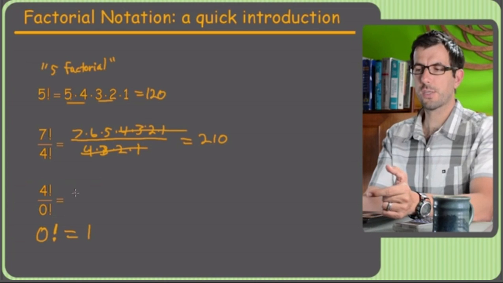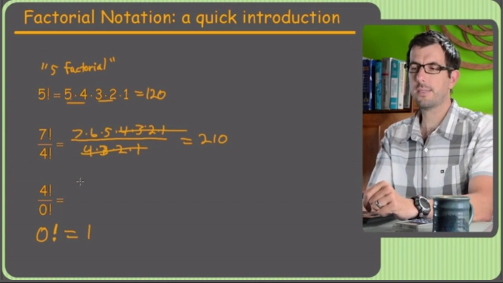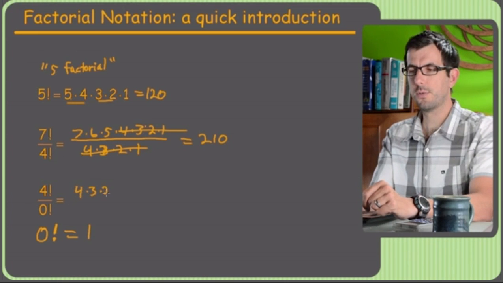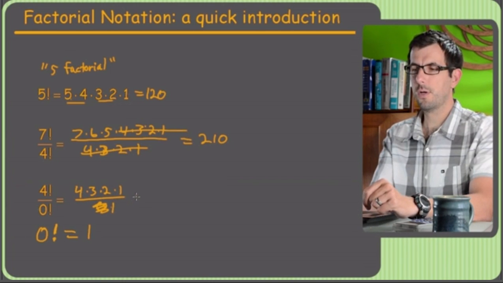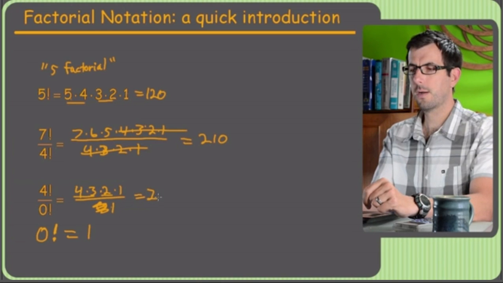So 4 factorial over 0 factorial, it looks like undefined, like you would just guess, oh, we're dividing by 0. You can't do that. It's undefined or no solution or something. But really, this is just 4 times 3 times 2 times 1. Sorry, not over 0. Over 0 factorial, which is 1. So that's going to be 12 times 2 is 24.